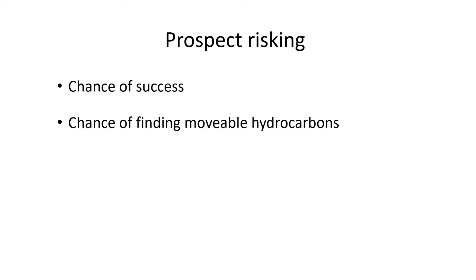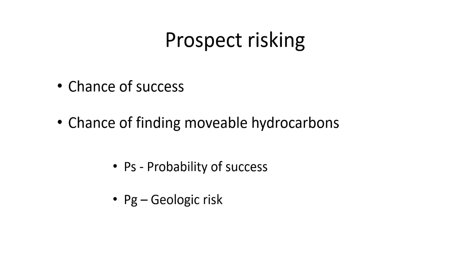All right, prospect risking. What does it mean? It's determining the chance of success for your well, the chance of finding movable hydrocarbons. We call this P sub S, probability of success, or PG, geologic risk. Sometimes those are interchangeable. We can have PC, which is probability of being a commercial discovery, but we're not going to talk about that one today.